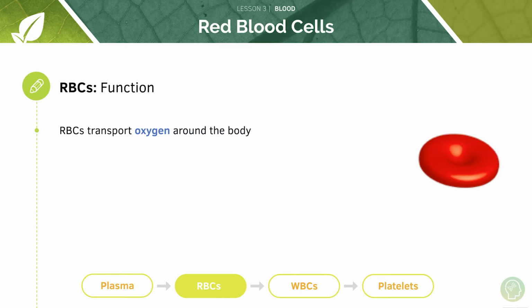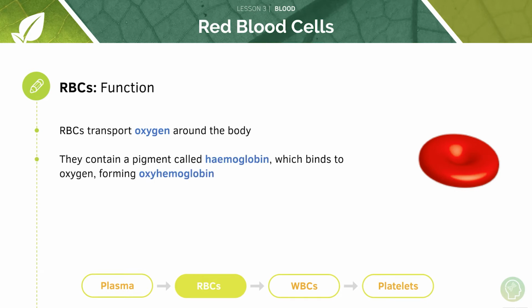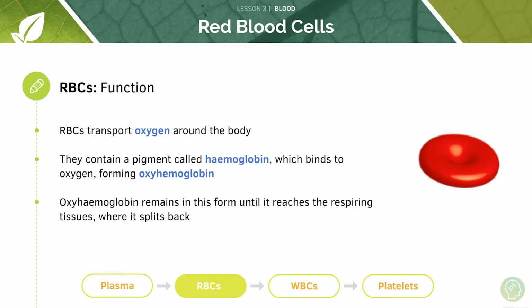So red blood cells transport oxygen around the body. They contain this pigment called hemoglobin, which binds to oxygen, forming oxyhemoglobin. And this oxyhemoglobin is then going to reach respiring tissues where it splits back into oxygen plus hemoglobin. So this sign here means that this reaction is reversible. So we can get oxygen and hemoglobin combining in the lungs to form oxyhemoglobin. And then in the respiring tissues, we're going to get oxyhemoglobin dissociating or splitting up to form hemoglobin plus oxygen. So it's a two-way thing. It can go this way or that way. That's all that sign means.